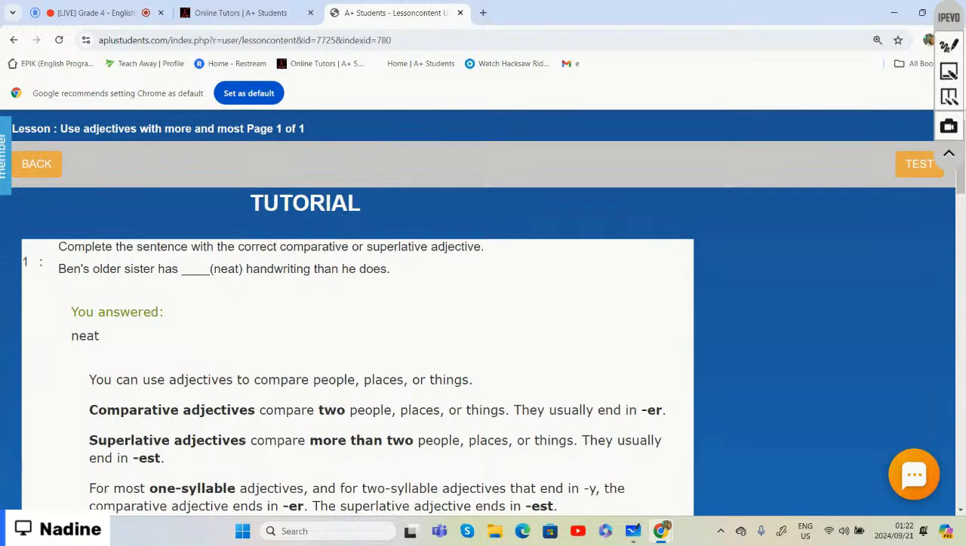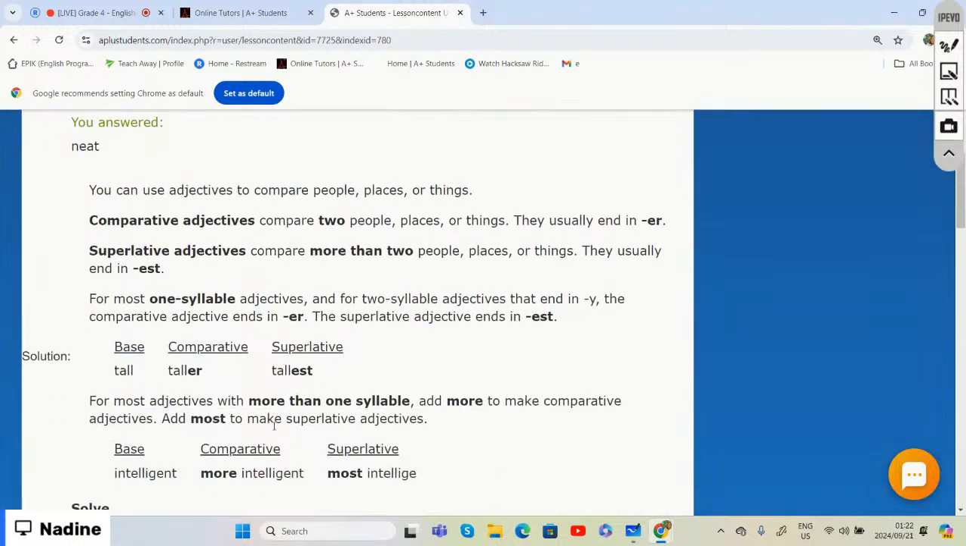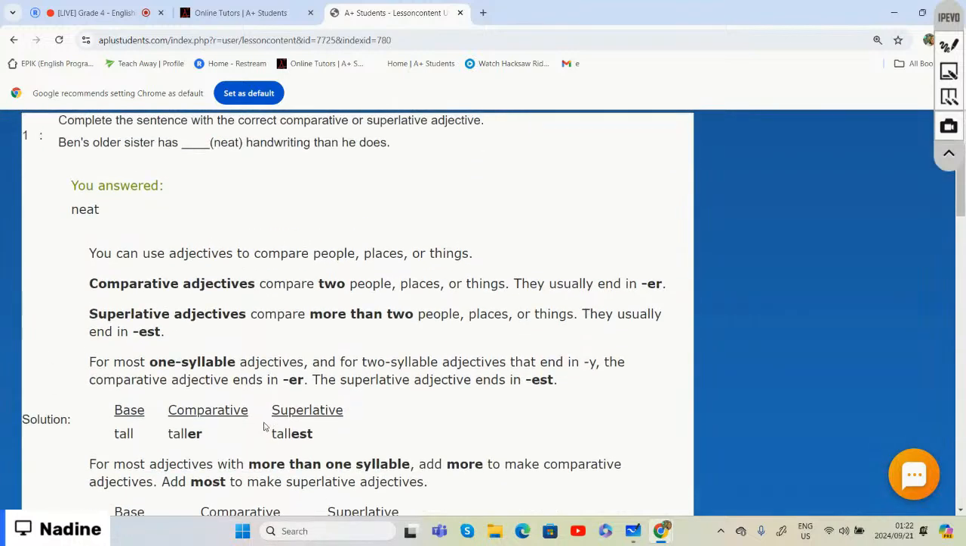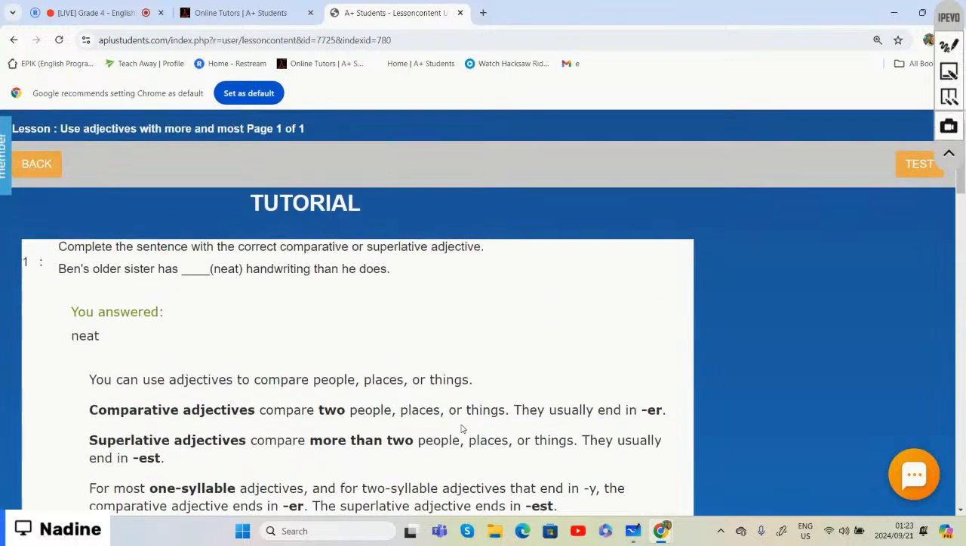All right. And we made mention of comparative adjectives as well as superlative adjectives. Comparative adjectives compare two people, places, or things, whereas a superlative adjective compares more than two people, places, or things. All right, let's look at the next one.